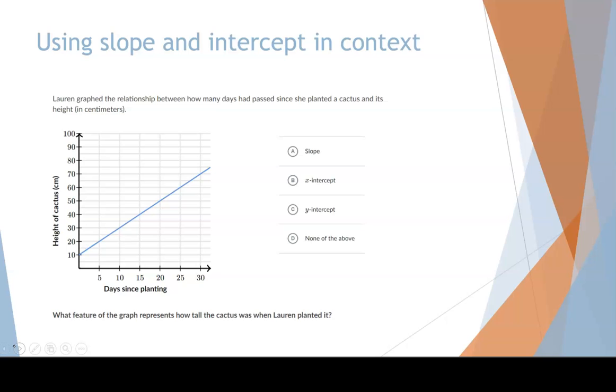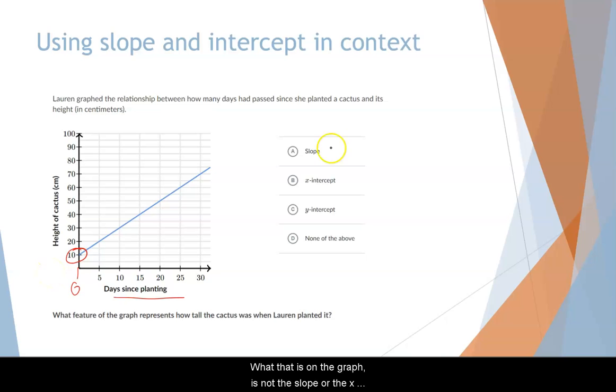Let's do this problem. Lauren graphed the relationship between how many days had passed since she planted a cactus and its height. So I can see that as the days increase, the height of the cactus is also increasing, and it appears to be increasing in a linear manner. What feature of this graph represents how tall the cactus was when Lauren planted it? Well, when Lauren planted it, that's going to occur at the days since planting would be 0. So at 0, I can tell that the height of the cactus was 10 centimeters.